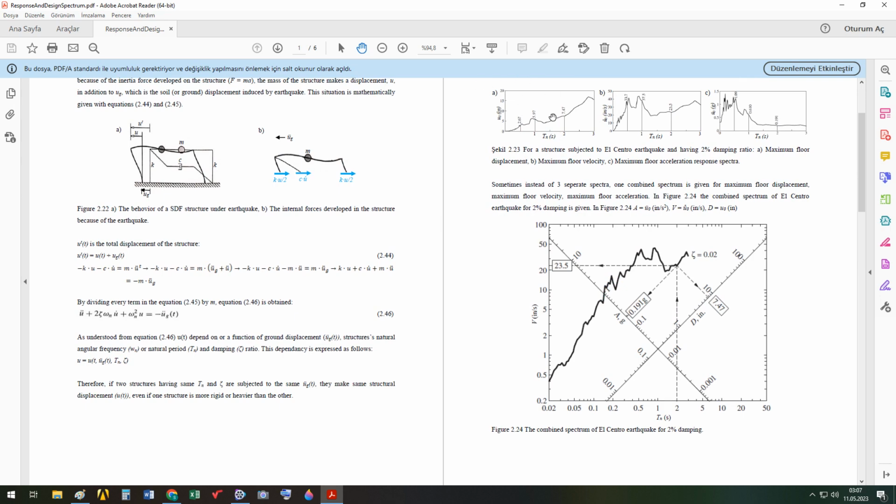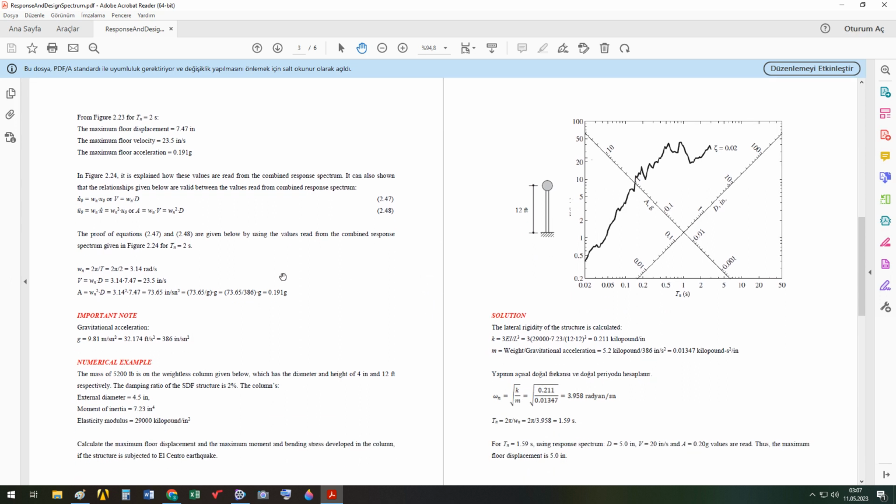For example, you have just one response spectrum for maximum floor displacement. The relationship: the maximum floor velocity, V or u0 dot, is equal to the angular frequency times the maximum floor displacement. Forget this part here. They are the same things, the same equation written here with different symbols.